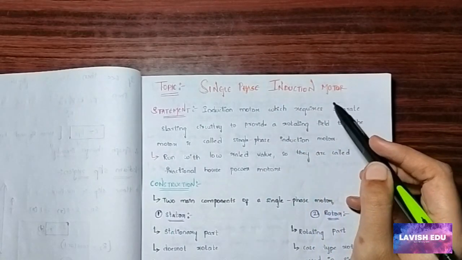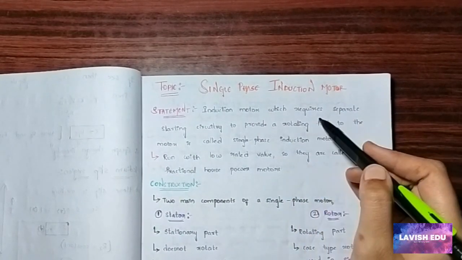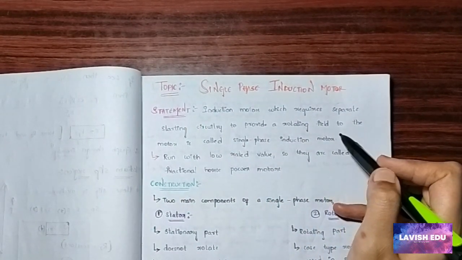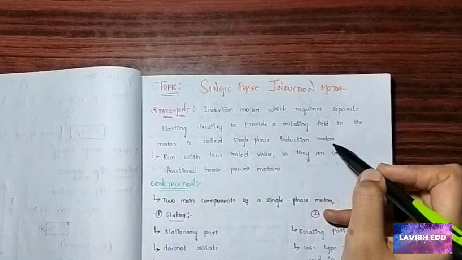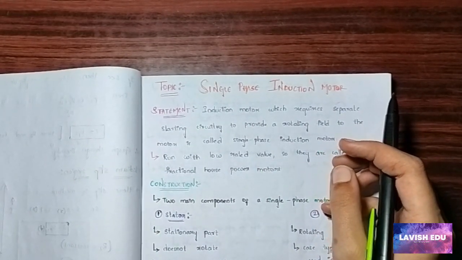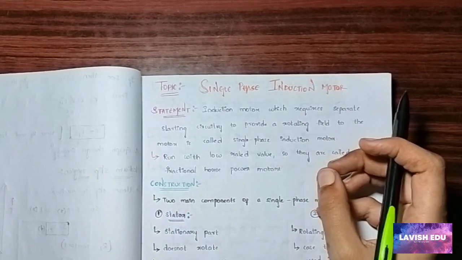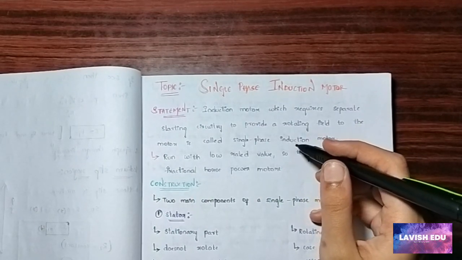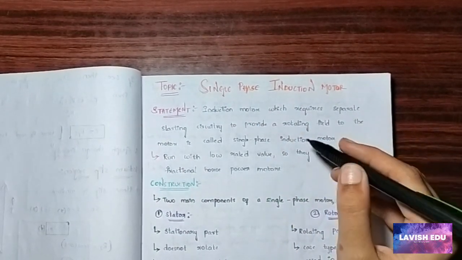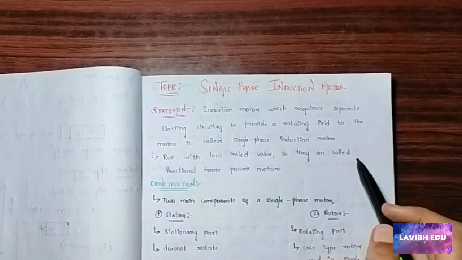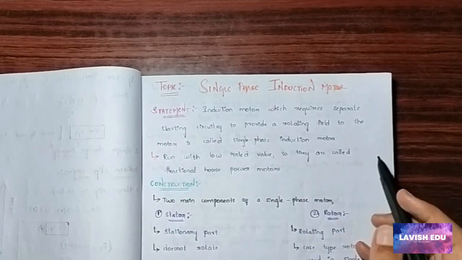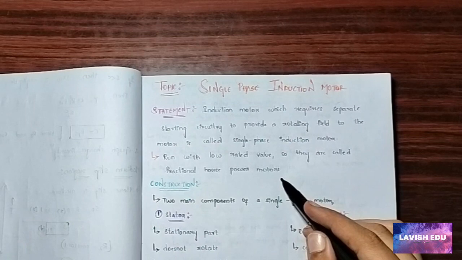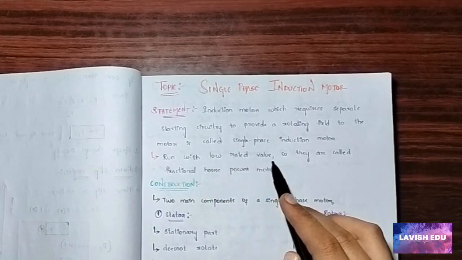What is the statement of the single phase induction motor? An induction motor which requires separate starting circuitry to provide a rotating field to the motor is called a single phase induction motor. For a single phase induction motor, we should give a separate current passing circuit so that it rotates. Okay, external supply we should give. Next, they run with low rated values, so they are called fractional horsepower motors. Single phase induction motors are also called fractional horsepower motors because they run on low rated values.